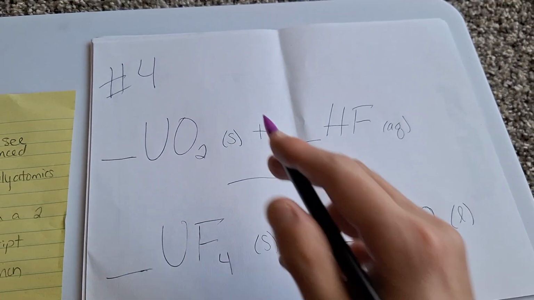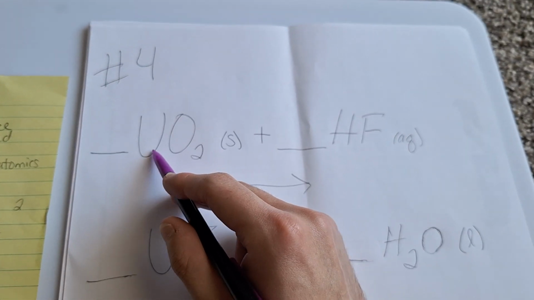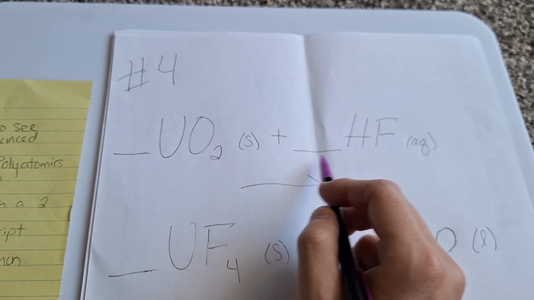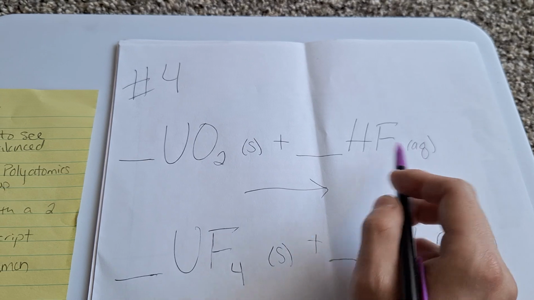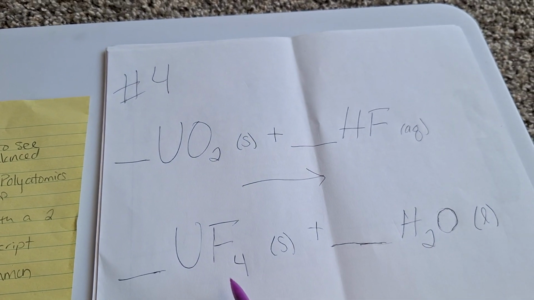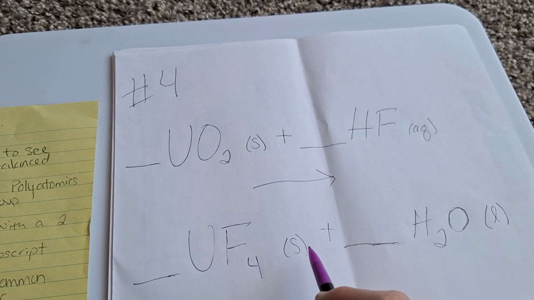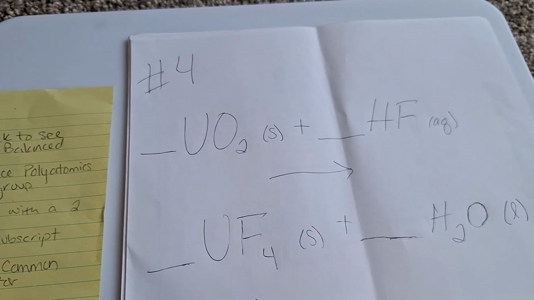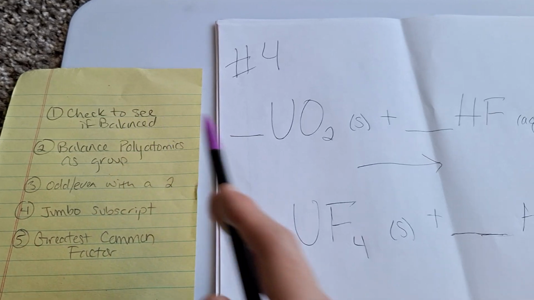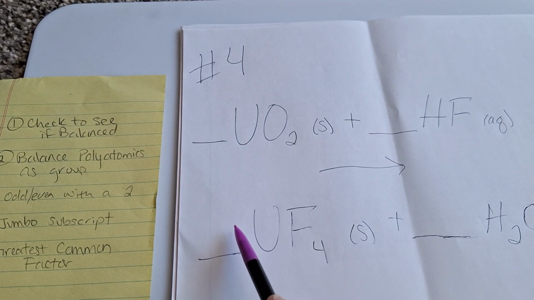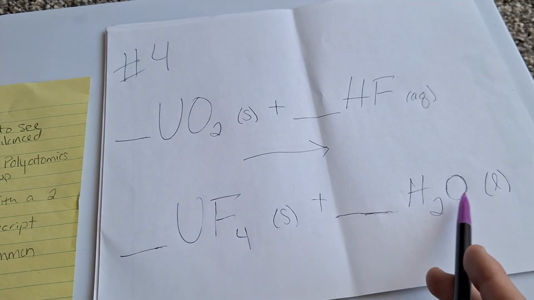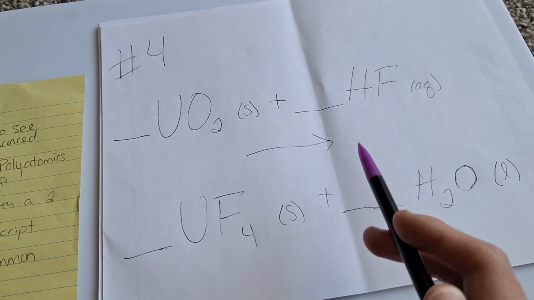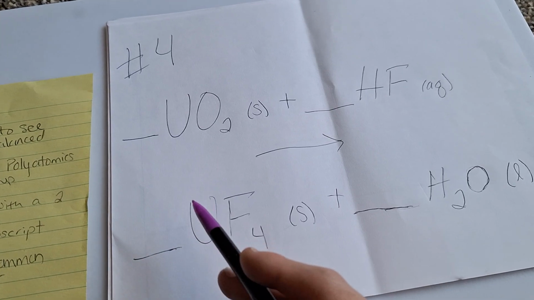Okay, so number 4. You have UO2 solid plus hydrogen fluoride producing UF4 solid in water. So first, is it balanced? Well, let's see. We have 1 U, 1 U. 2 oxygen, 1 oxygen, so nope, we're not balanced. And we can also see that the F's aren't balanced, or the H's. So the only thing balanced is the U's, but not anything else.